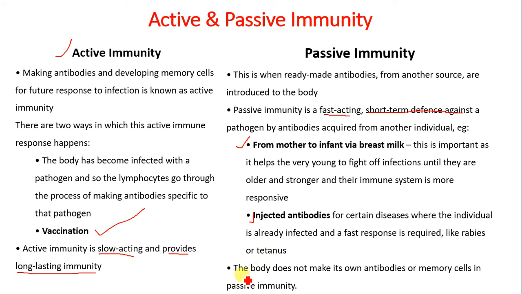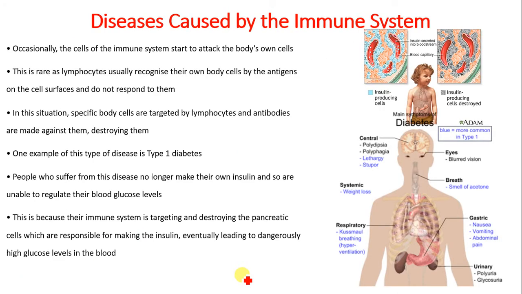The body does not make its own antibodies or memory cells in passive immunity. In passive immunity, it cannot make antibodies on its own, neither can it make any form of memory cells. So memory cells can only be found in active immunity, and active immunity is slow acting and provides long-term immunity through the creation of memory cells.